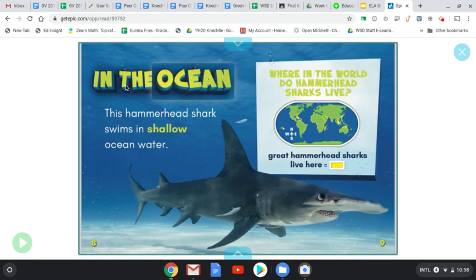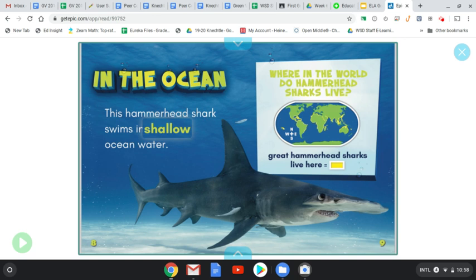Oh, new heading, in the ocean. This hammerhead shark swims in shallow ocean water. Look at that. Do you see how that word is in a different color? It's in yellow. Sometimes we see it in different colors, and sometimes we see it in a dark, dark black color. That's called bold. If something is in bold, it means that the word is popping out at you.